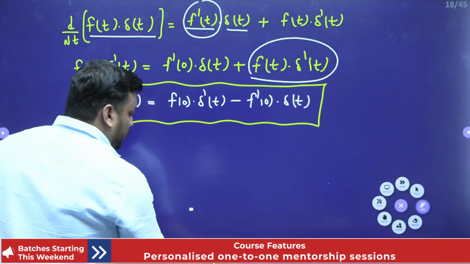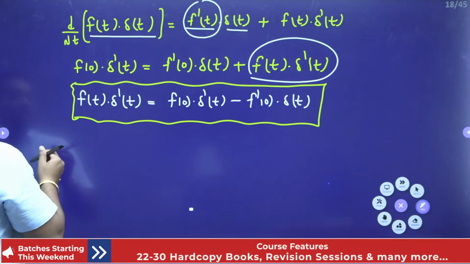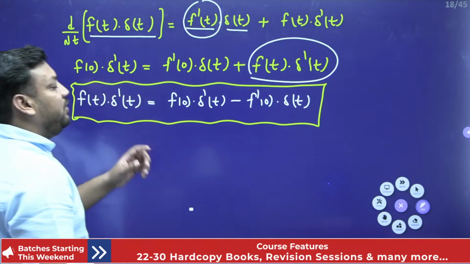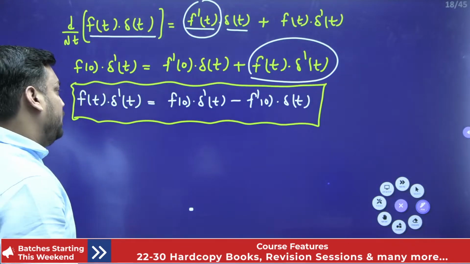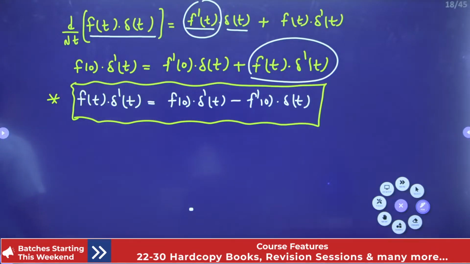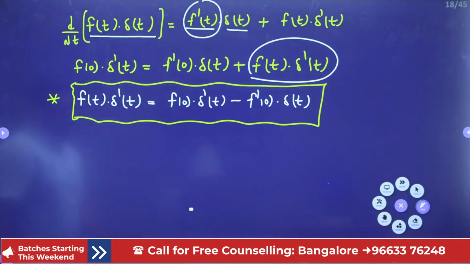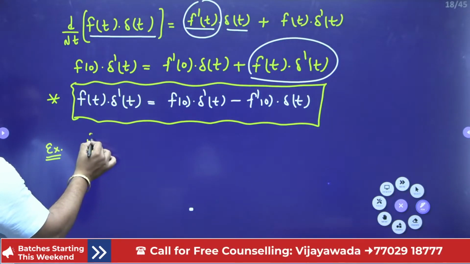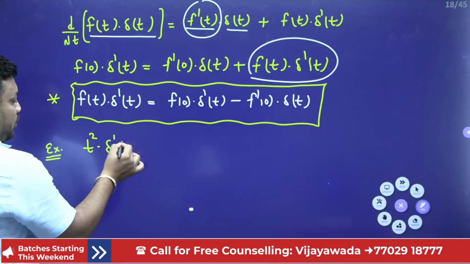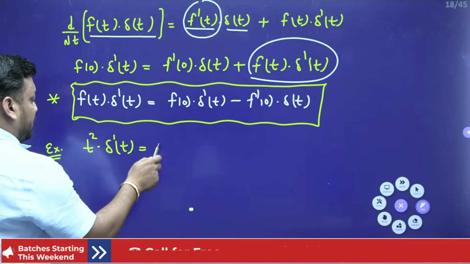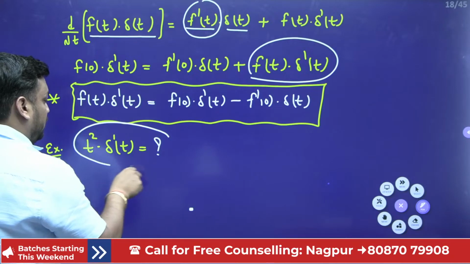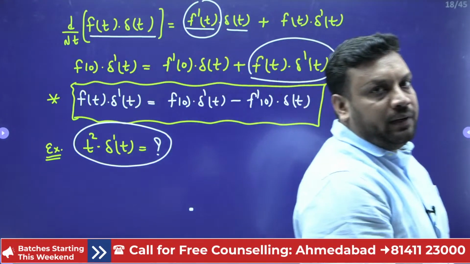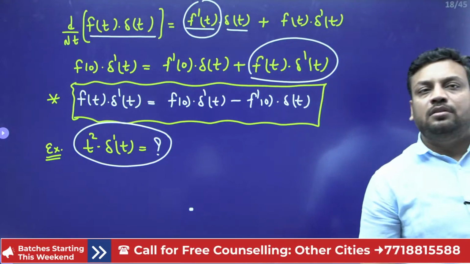So now this property: f(t) del dash t is nothing but f(0) del dash t minus f dash 0 del(t). This is a very important property. You have to write down this property. And if you know this property, I am asking a first example, a simple question: please find t square times del dash t. Can you apply this, guys? Can you please tell me what the answer is? You reply first.